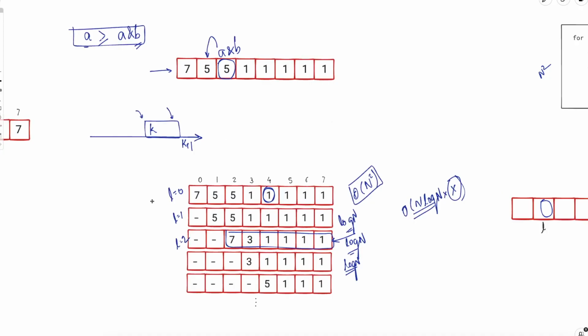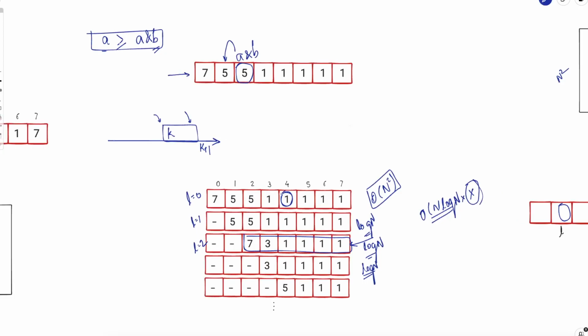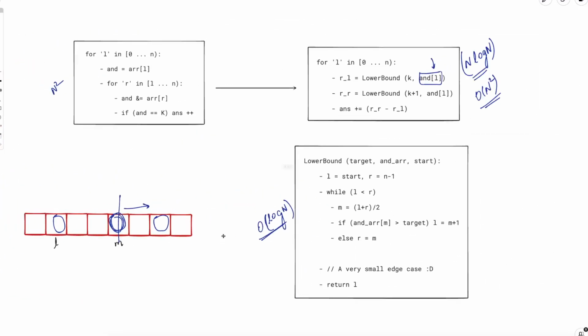If you use a segment tree, computing bitwise AND in a range you can do in log n time. So the value of x would be log n here, and in other words, the complexity of this entire calculation would be n log square n plus n log n for this thing. So the overall complexity of the algorithm is n log square n, right?